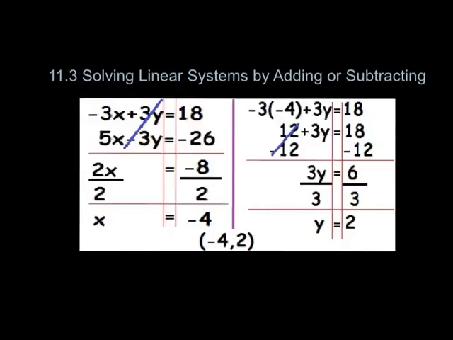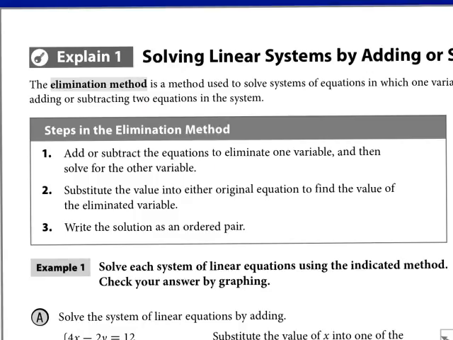11.3 Solving linear systems by adding or subtracting. Another name for solving linear systems by adding or subtracting is the elimination method. And I just want to remind you that a system is two or more equations. So we need to see two or more equations when we have a system. And then what we're going to do is use the elimination method in this section.